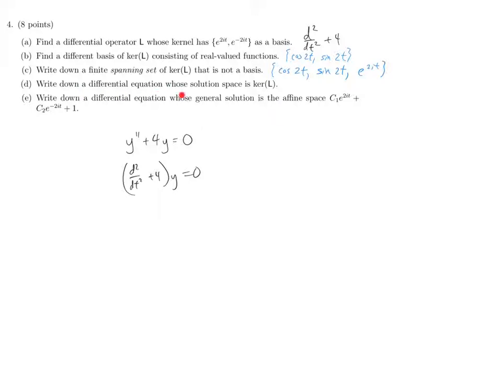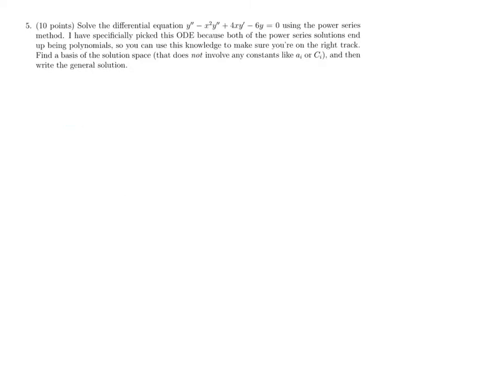So write down a differential equation whose solution space, well, right there. And then write down an equation whose general solution is the affine space here. So now you want this to be a particular solution. So if you plug 1 into here, you get 0 plus 4, which is 4. So you get y double prime plus 4y equals 4. And that is that.